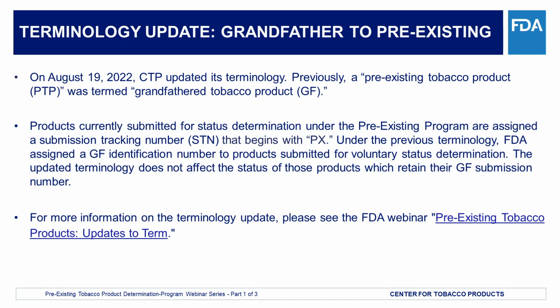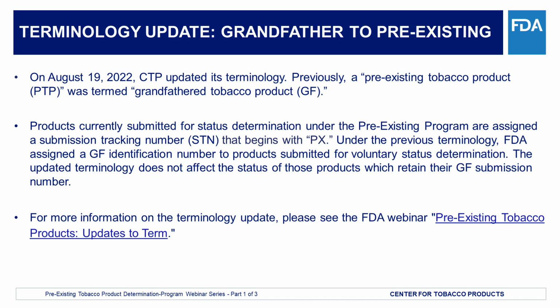Before proceeding further, we need to discuss a terminology update. Originally, pre-existing tobacco products were referred to as grandfathered tobacco products. On August 19, 2022, CTP updated the term grandfathered tobacco product to pre-existing tobacco product. A pre-existing tobacco product has the same definition as a grandfathered product.